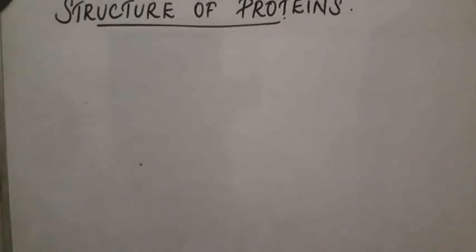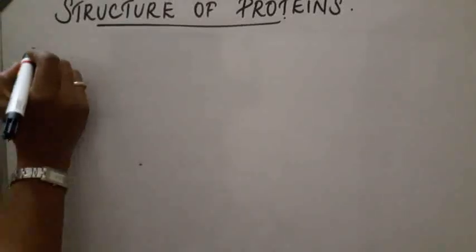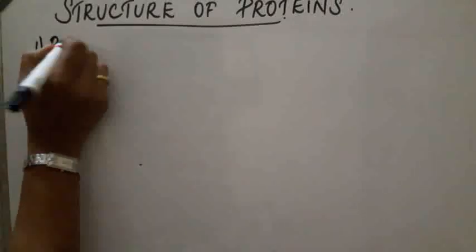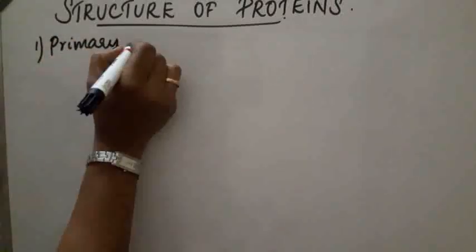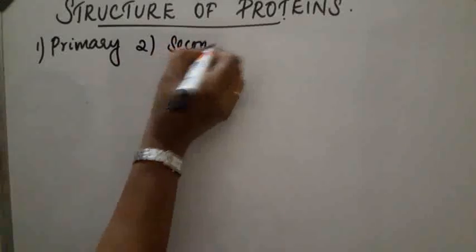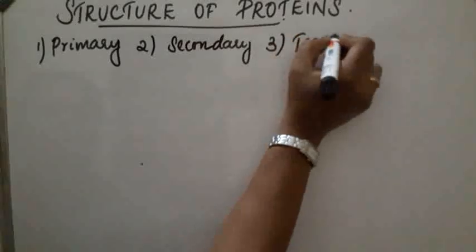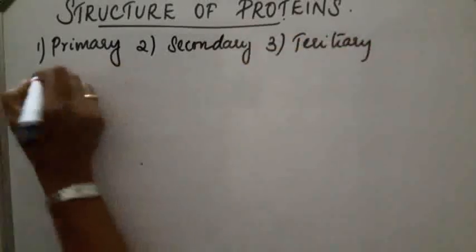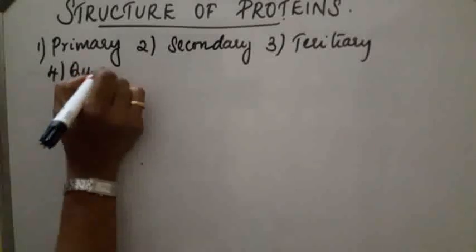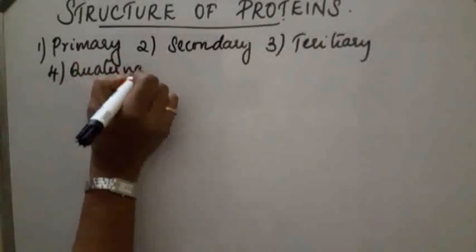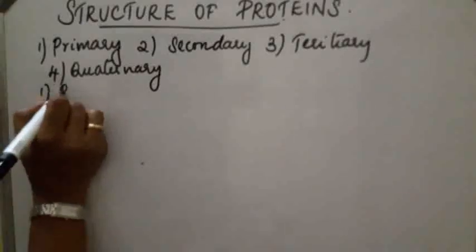Structure of proteins. Proteins have a three-dimensional structure. There are a number of factors which determine the shape or the structure of proteins, and the structure and shape can be studied at four different levels. First one is primary structure. Second one, secondary structure. Third one, tertiary structure. And fourth one, quaternary structure. Let us discuss one by one. First one, primary structure.